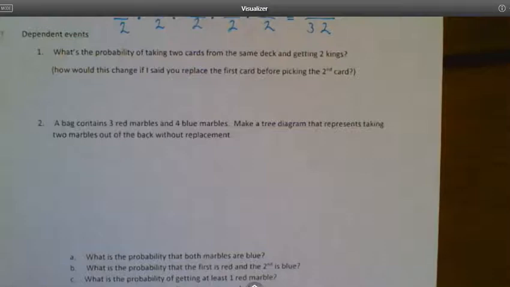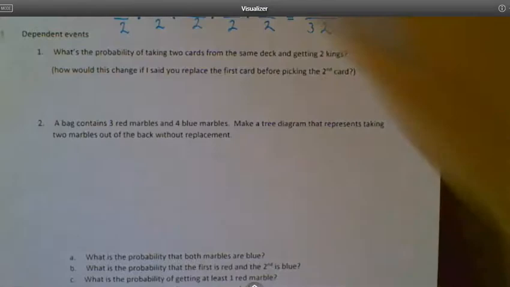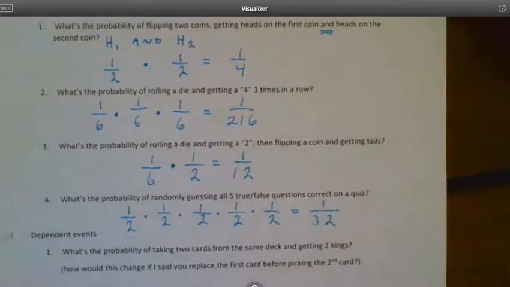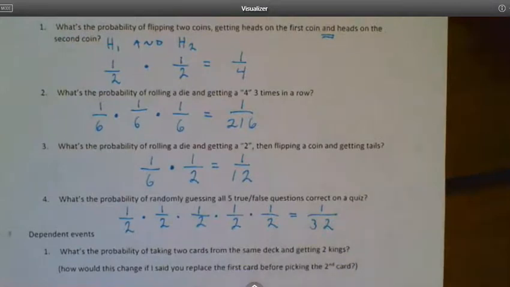So last time, in the last video, we talked about independent events and then multiplying them together whenever we were trying to get two things to happen or more than two things to happen. These are the ones we looked at, and I'm just going to continue on for the bottom half of this page as we talk about dependent events.